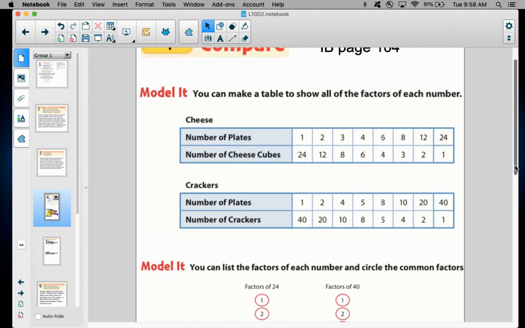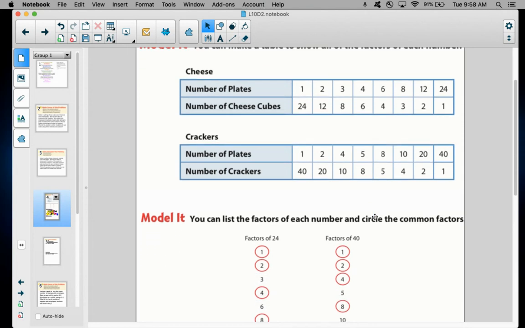We can make a table where we're putting the factors in columns. So you see 1 times 24 is 24, 2 times 12 is 24, and so on and so forth. So the top are the number of plates and the bottom is the number of cheese. We could do the same thing for the crackers and make a little table. We saw that in the practice and problem solving page, number 7 yesterday in your practice.